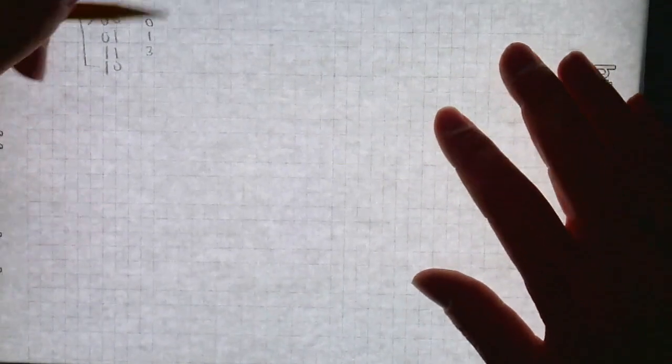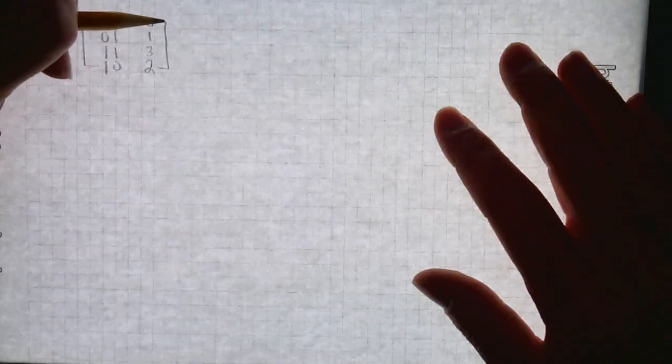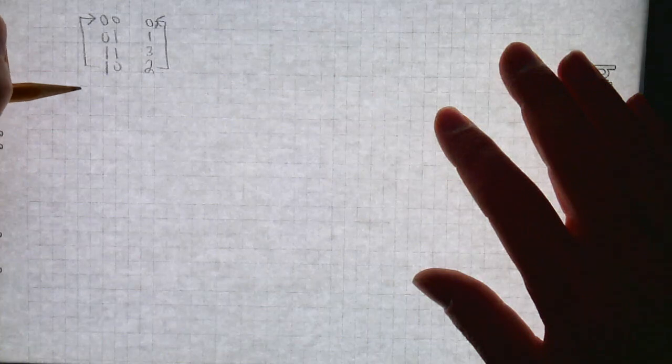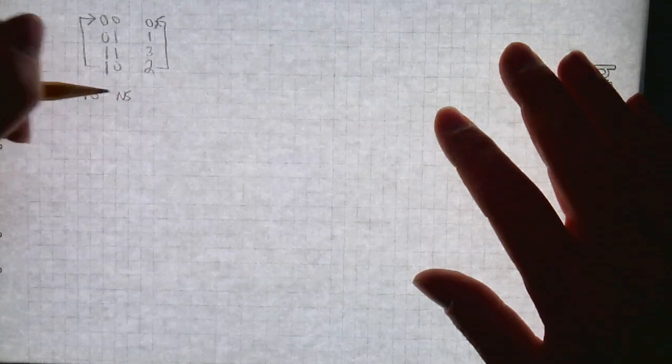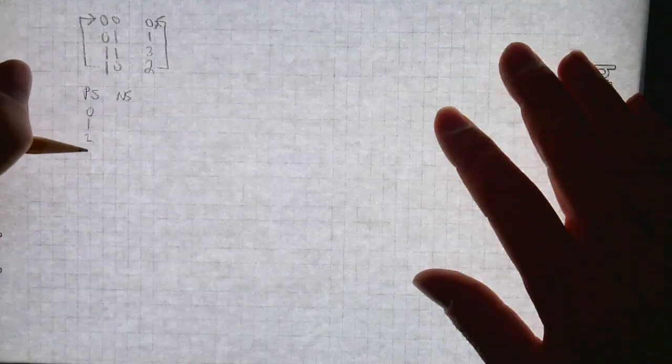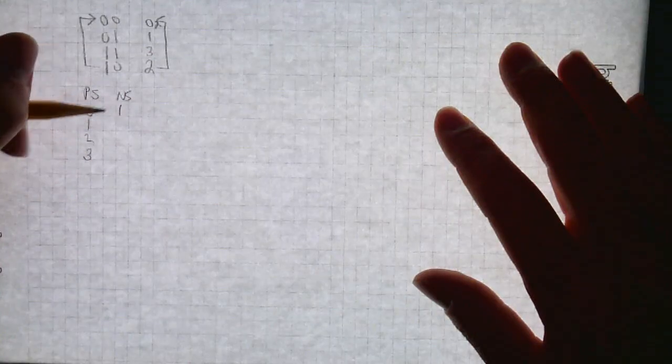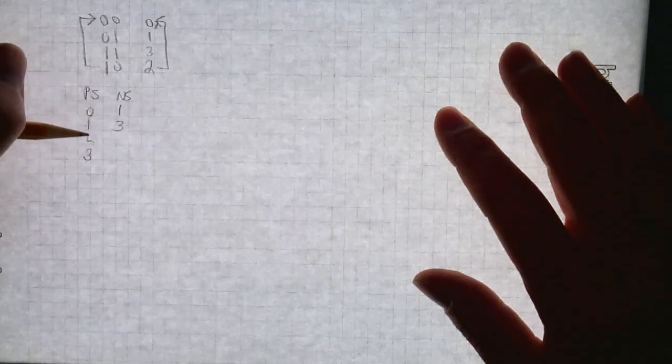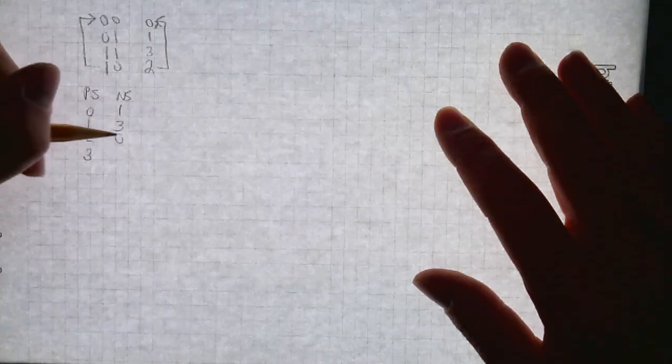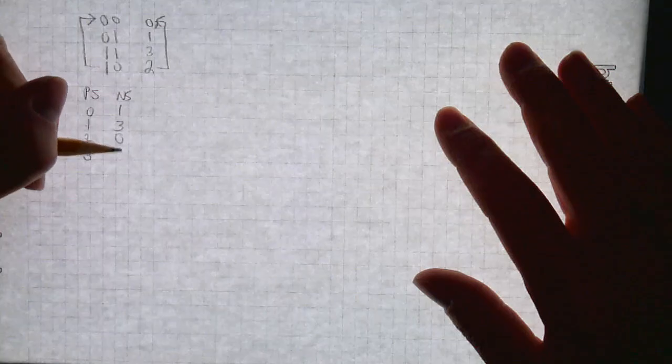0, 1, 3. Oh, sorry. And 2, return to the beginning. And now we can write the following. Present state, next state, 0, 1, 2, 3. So from 0 we go to 1. From 1 we go to 3. From 2 we go to 0. And from 3 we go to 2.